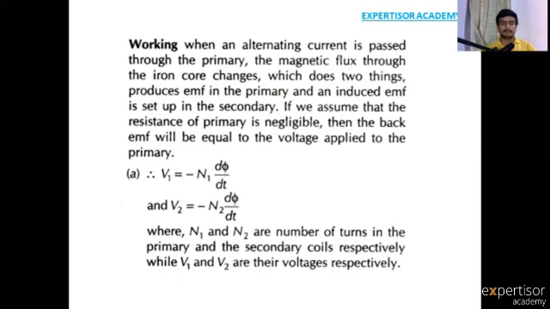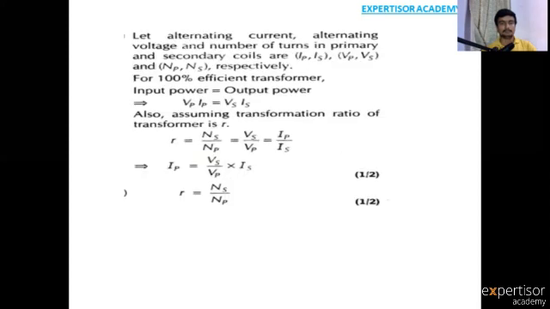Where N1, N2 are the number of turns in the primary and secondary coils respectively, while V1 and V2 are their voltages respectively. So this is the working of the transformer.